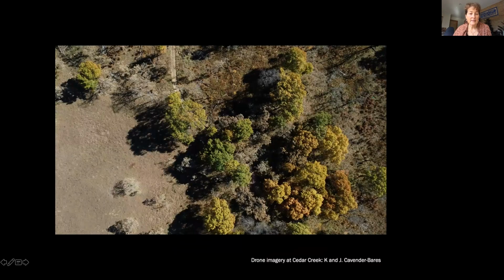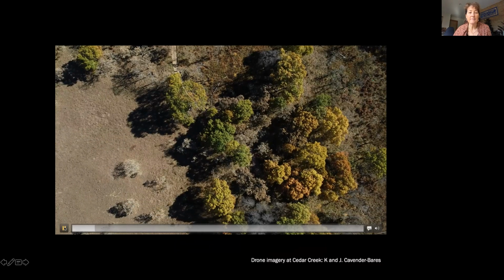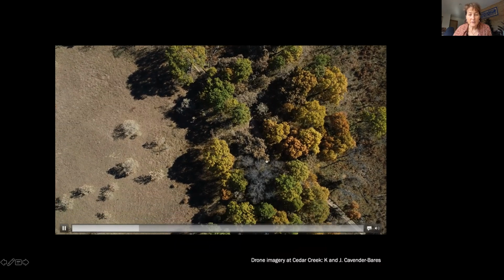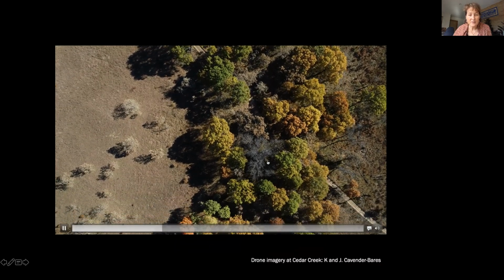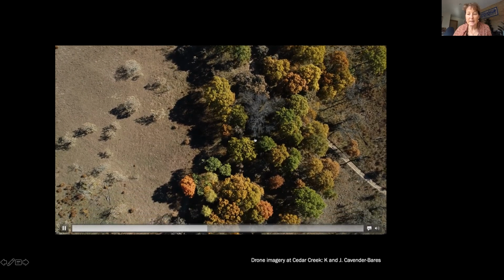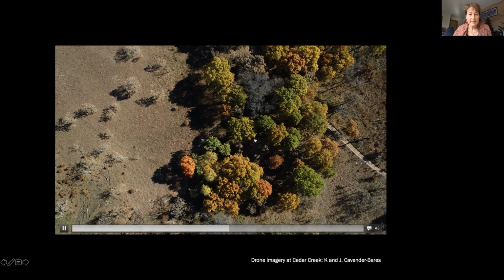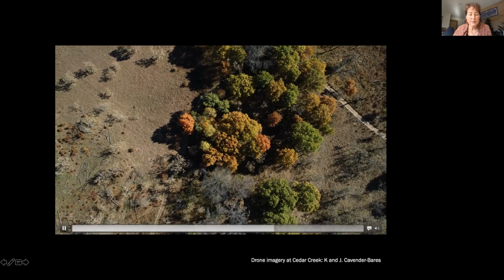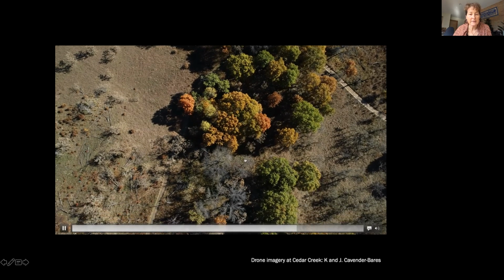And this is an image over Cedar Creek Ecosystem Science Reserve, where you can see these pockets of oak wilt where the infection spreads from one tree to the next, rapidly killing those trees. It can be spread longer distance by beetles, but that's slower than the actual spread from tree to tree below ground.